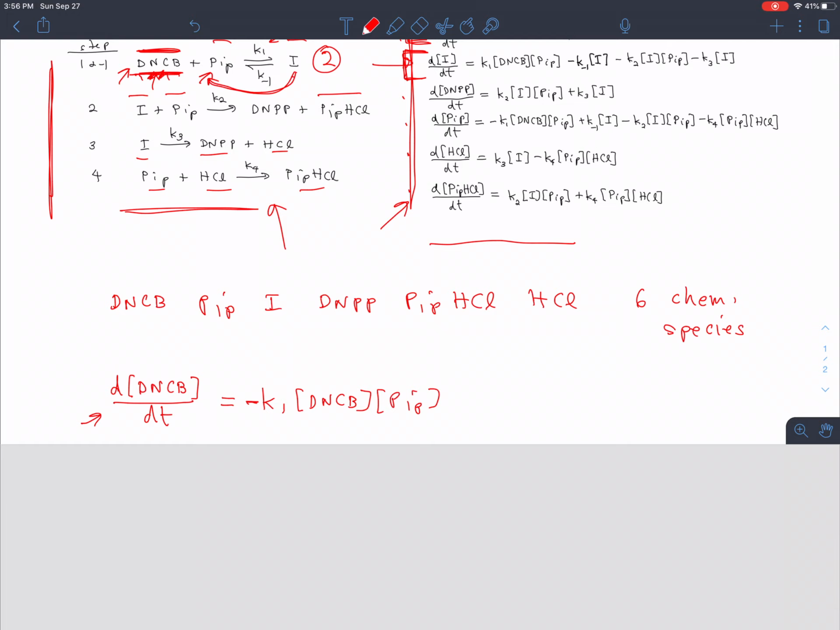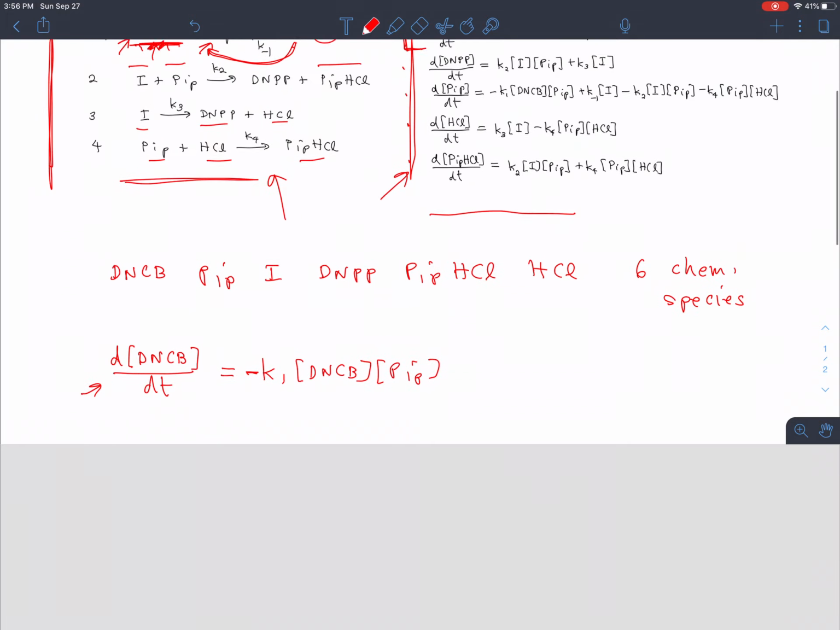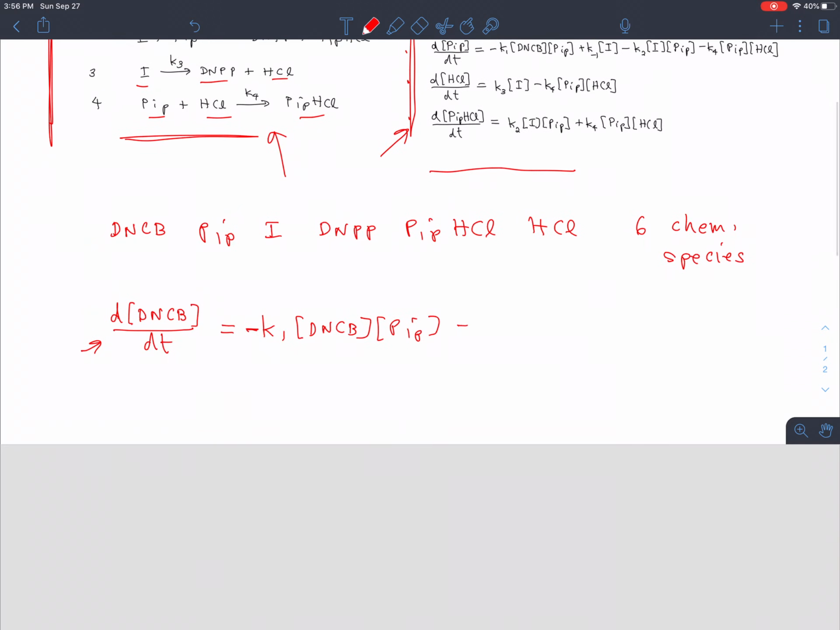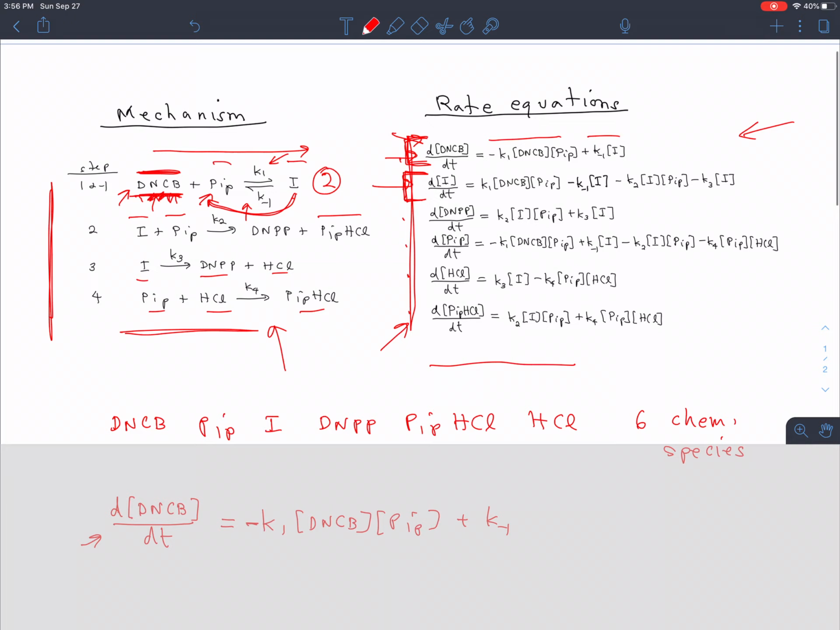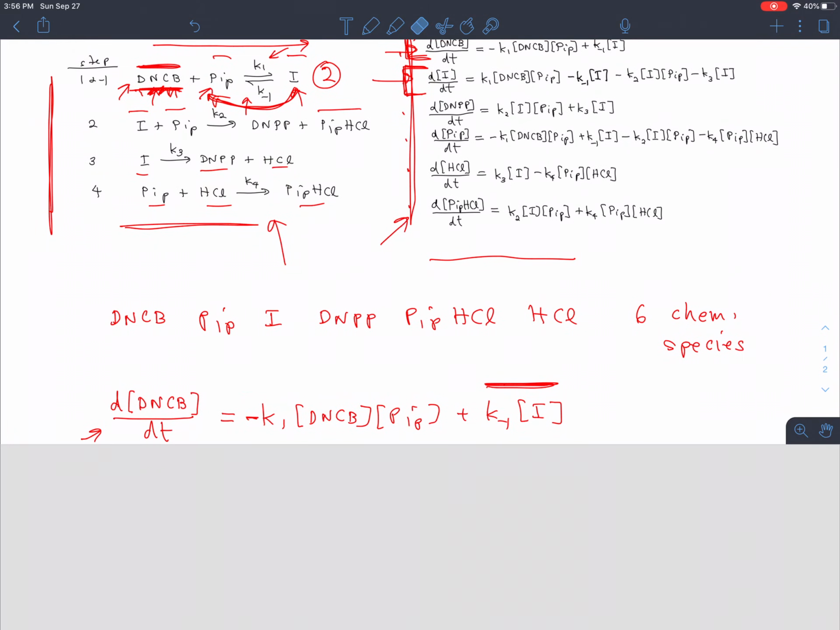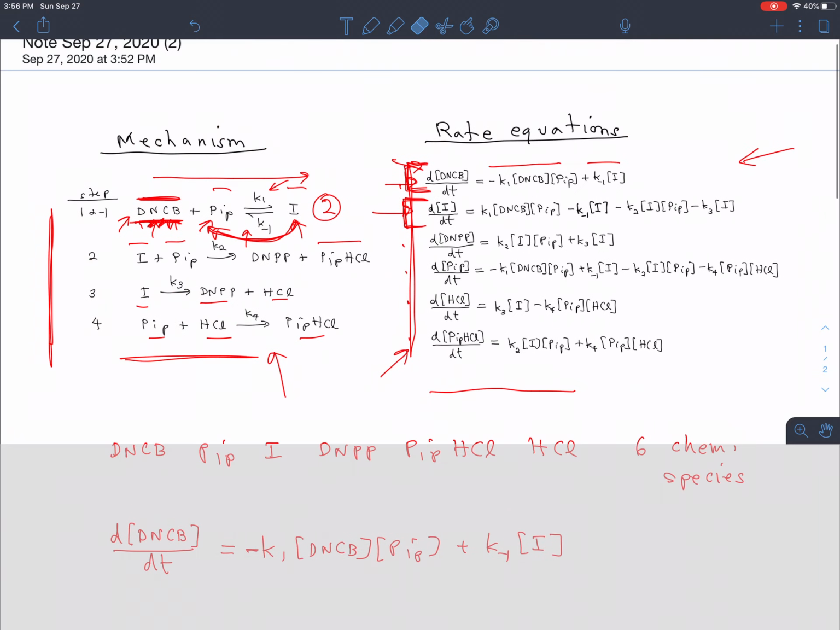Going back the other way, the rate at which DNCB appears will be equal to the rate constant k minus 1 times the concentration of the only reactant when we're going backwards, which is I. This accounts for the creation of DNCB by the dissociation of the intermediate. The other term accounts for the destruction of DNCB by the formation of the intermediate. And those are the only two processes that affect DNCB. And so that's that first rate equation there.